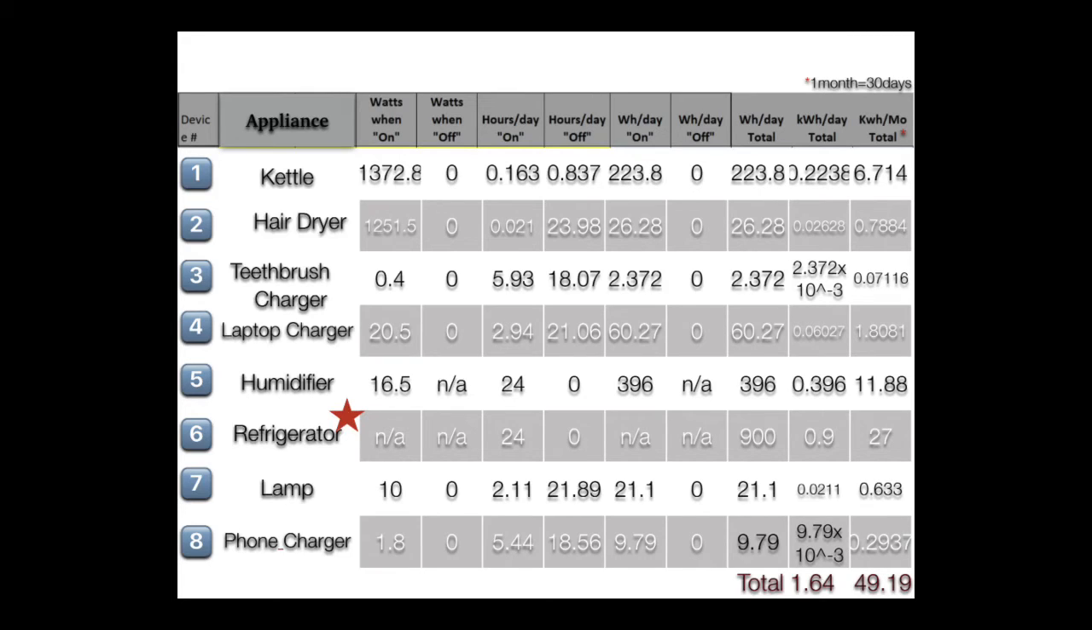So the final result shows that the average energy I used per day was 1.64 kilowatts. And the total energy I used for a month, which I assume is 30 days per month, will be 49.19 kilowatt hours.